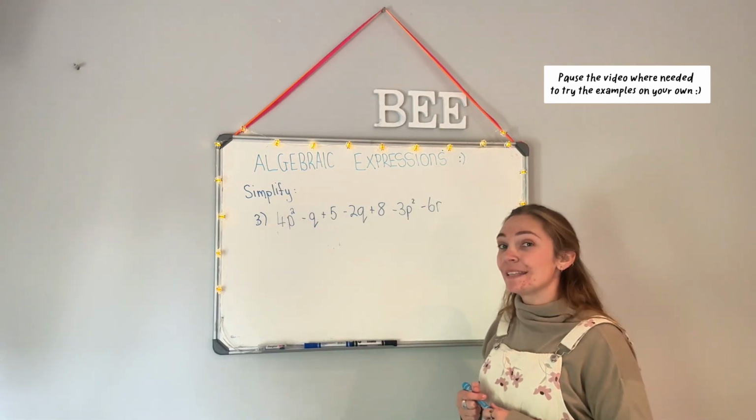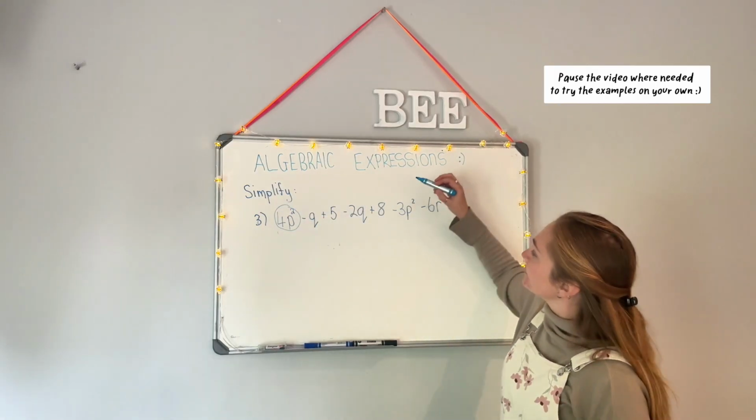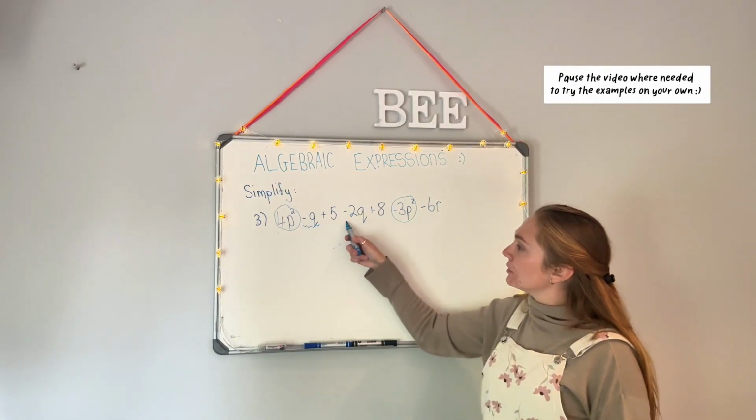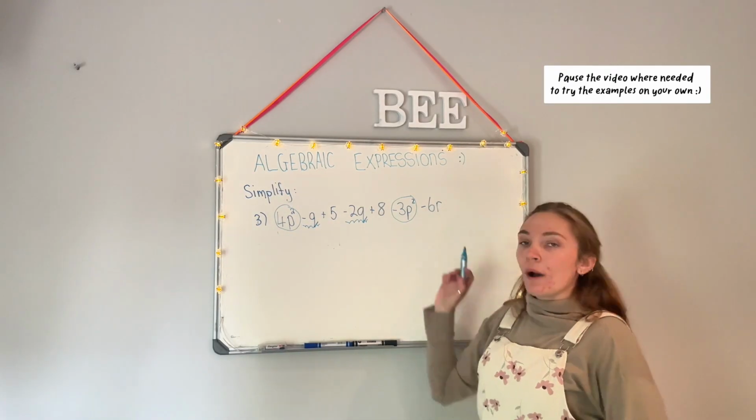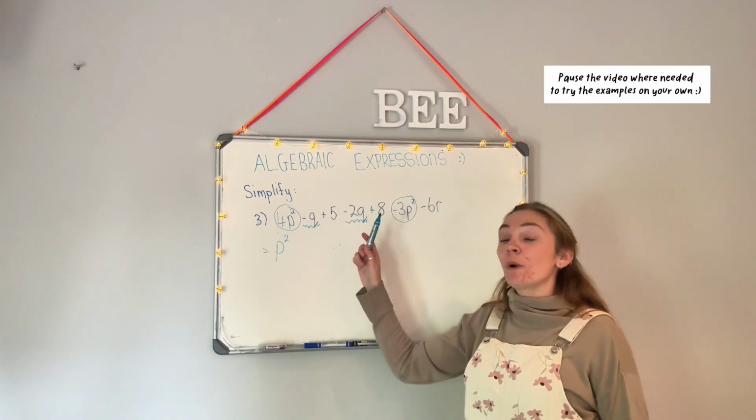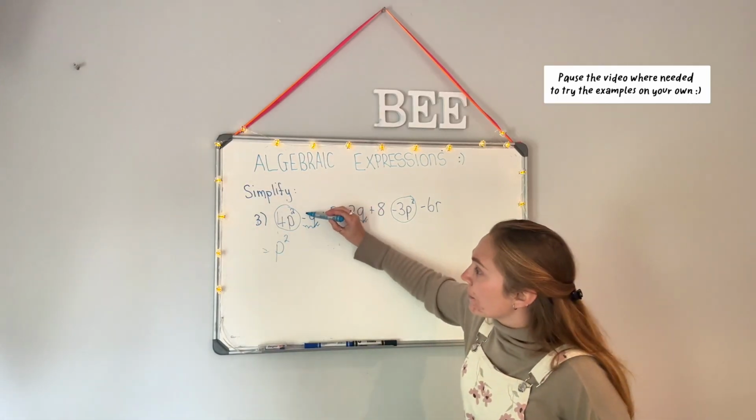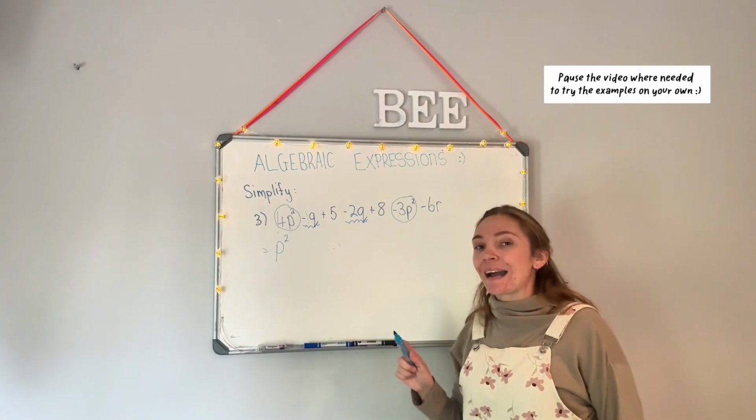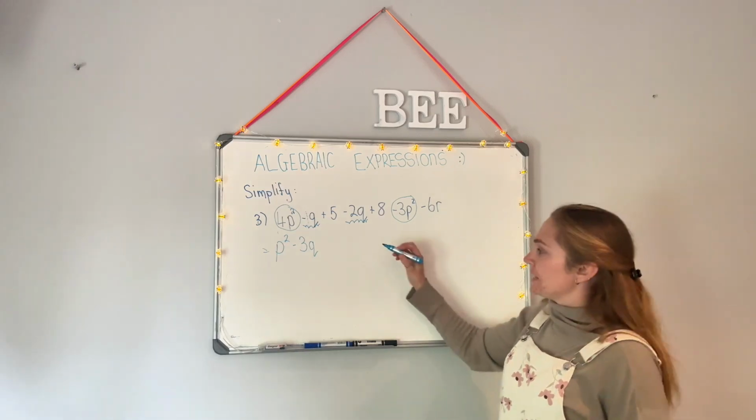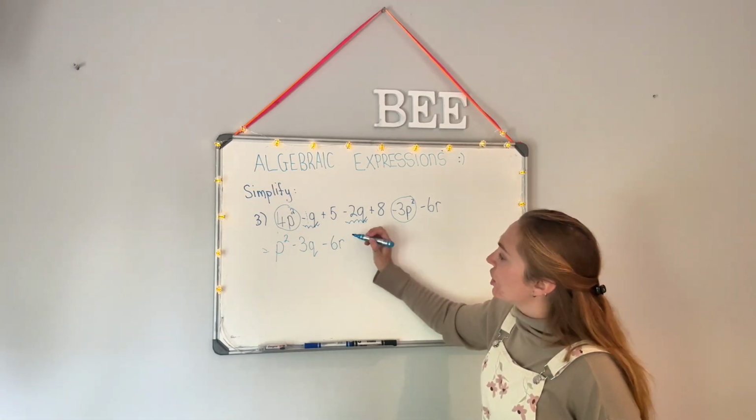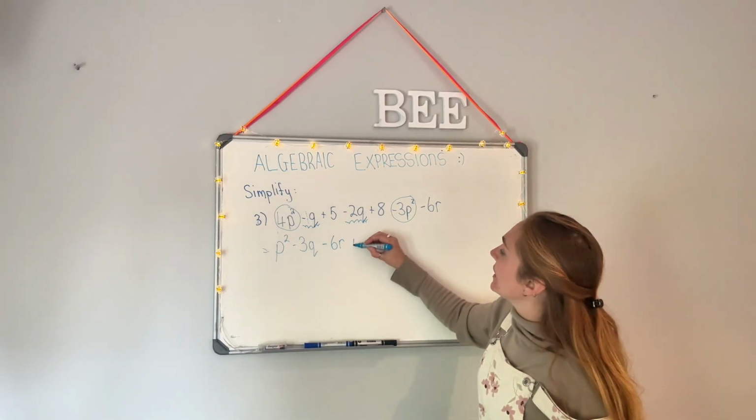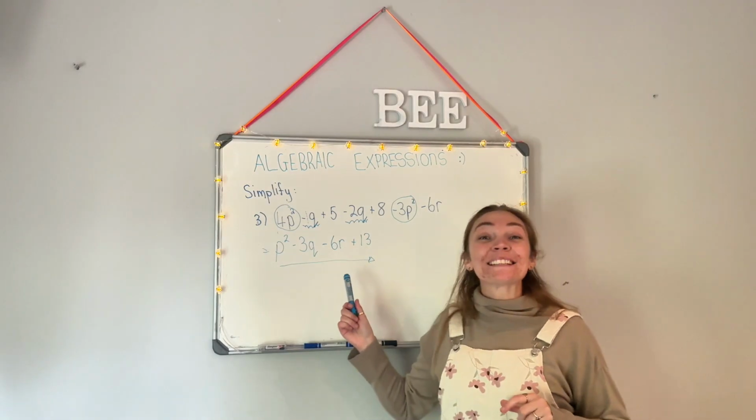Let's try another one. Remember to identify those like bases. 4p squared minus 3p squared, minus q minus q. 4 minus 3 is equal to p squared. Minus q minus 2q. Q has a little 1 in front of it, so it's minus 1 minus 2 is minus 3q. Then r is on its own, so we just leave it as minus 6r. Then finally we add our numbers. 5 plus 8 is 13. I've got more practice in the description below.